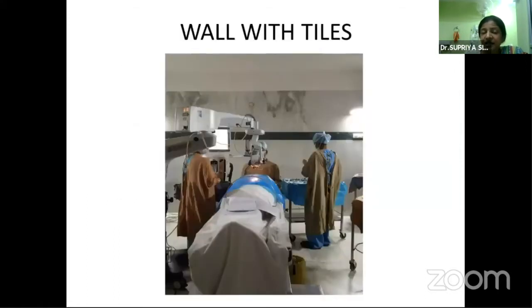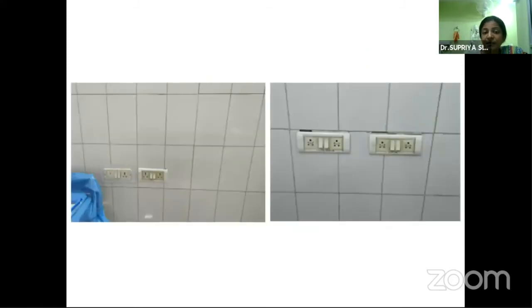If budget is a constraint, then instead of stainless steel, tiles can also be used, but the grouting in tiles can become dirty, and therefore tiles and grout should be cleaned daily. And if there is a gap, it should be sealed and waterproof immediately.